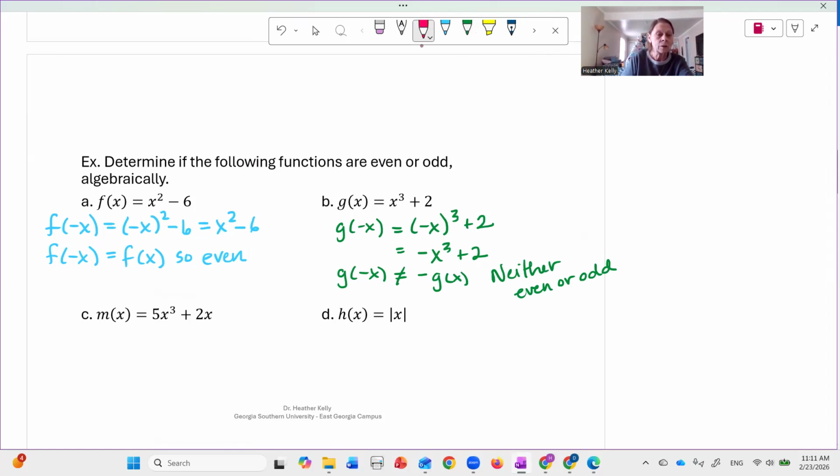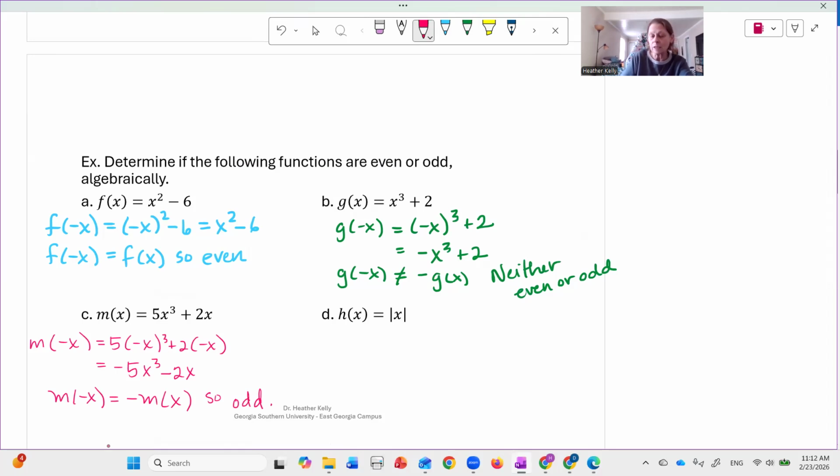Let's look at this next one here. M of negative x is equal to 5 times negative x cubed plus 2 times negative x. That's going to give us negative 5x cubed minus 2x, and that is the negative of the original function. So this guy's odd for sure.